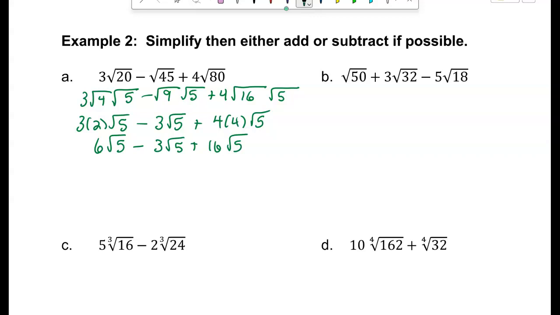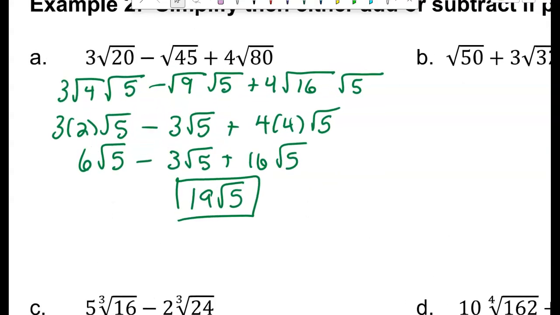What's 6 minus 3? Plus 16. So it'd be 19 root 5. Does that make sense? It's a lot of writing, but you get it right. That's still a lot better than doing the prime factorization method. Do you see how big that problem would look across the page?